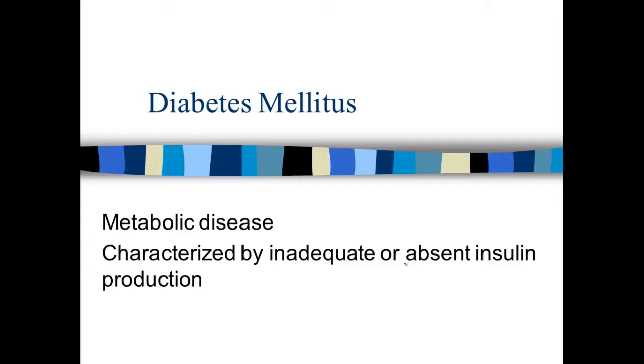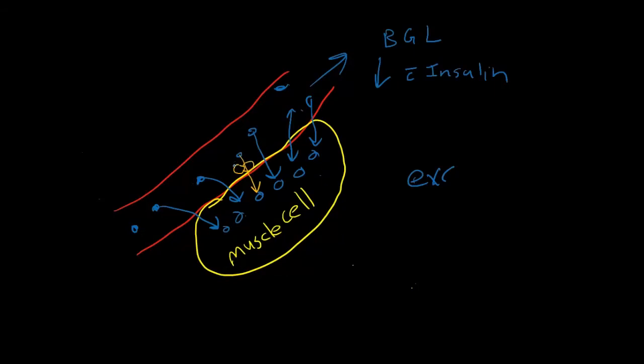All right, so enter diabetes. Diabetes is a metabolic disease characterized by inadequate or absent insulin production. So you either aren't making any insulin or it's not enough. You're not making enough of it. So going back here to our little picture, that means that no insulin means the glucose stays in your blood. And the brain uses it, so the brain's doing okay, right? Because it doesn't require insulin.